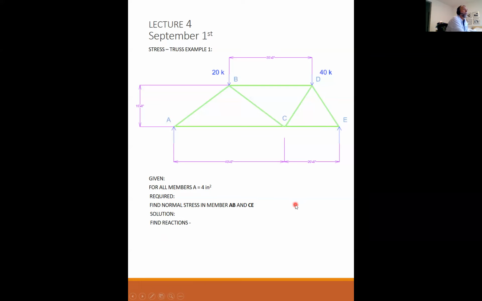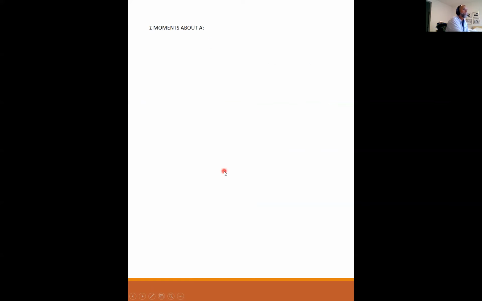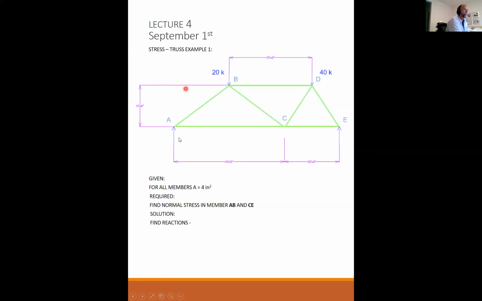Like most problems, the first step is to find your end reactions and to draw a free body diagram in order to find your end reactions. So what we're going to do is sum our moments about A. Let me back up here for a second. So we're going to sum our moments about A. I didn't draw a free body diagram of the whole thing because it's pretty close to what you're looking at right here. But we're going to sum our moments about A.